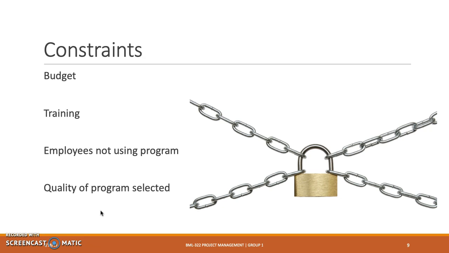Training can sometimes be a headache for some companies, so making sure that we have the correct procedures in play, and proper training given to our employees, so there's no confusion as to how to use it once it's put into play. The next would be employees not using the program, so really just it ended up being a waste of money. That's where keeping our managers and holding them accountable, holding the employees accountable, will really come into play. And then the last would be the quality of the program selected. So we really make sure we do our research and make sure that we choose the right product in the end.